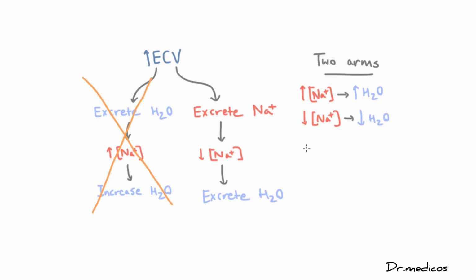And now the second arm of the kidney is going to react to an increase in extracellular volume by doing what? By excreting sodium. And it's going to react to a decrease in extracellular volume by trying to hang on to as much sodium as possible so that you can then hang on to water without diluting your sodium concentration.